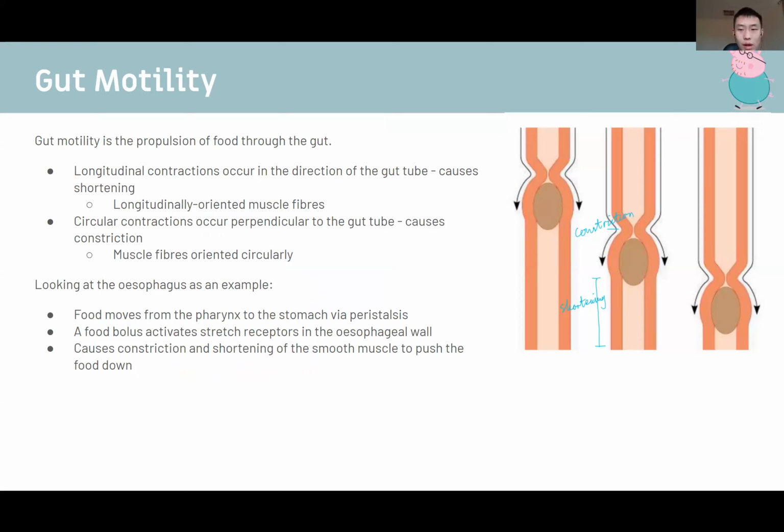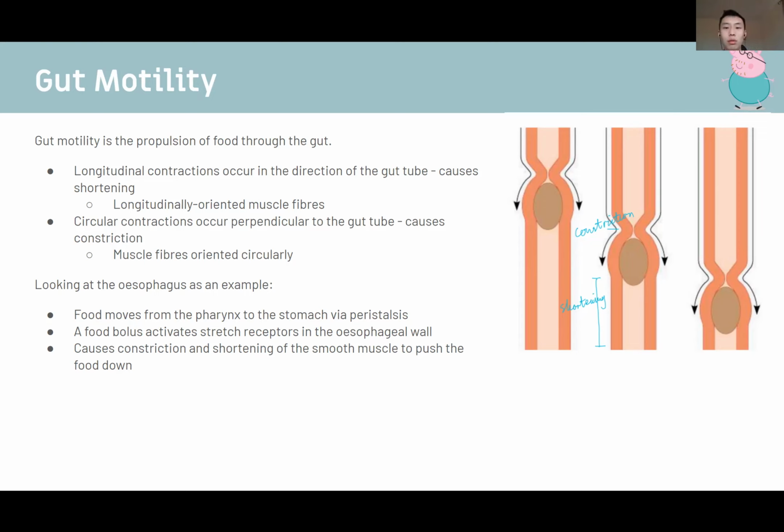There are 2 sorts of contractions that your gut undergoes. They can have something called longitudinal contractions, occurring in the direction of the gut tube. Your muscle fibers will be aligned in the direction of the gut tube, and then they'll contract, causing it to shorten. And you also have circular contractions. Instead of being oriented longitudinally, these muscle fibers are oriented circularly around the gut tube itself. So you can imagine that when it's contracting, it will cause constriction.